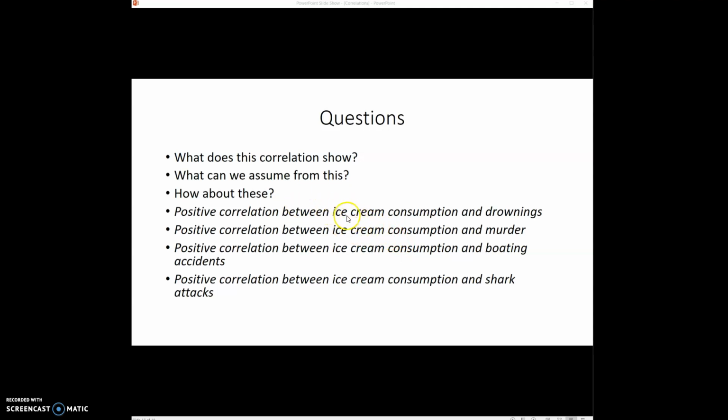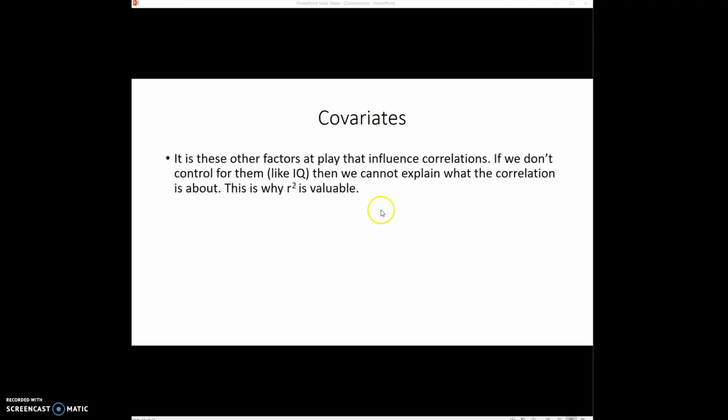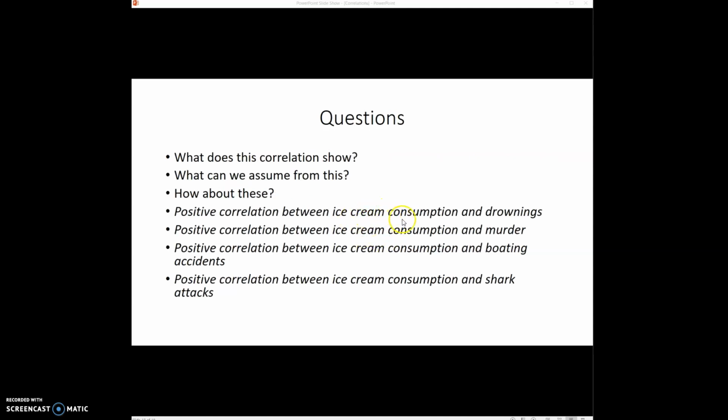So here's some other examples. There is a positive correlation between ice cream consumption and drowning, ice cream consumption and murder, ice cream consumption and boating accidents, ice cream consumption and shark attacks. Well, that doesn't mean that if you eat ice cream, you're going to drown. If you eat ice cream, you're going to get murdered. What this means is those are covariates. There is something else related to these things that we're not taking into account. And it turns out you eat ice cream in the summer.